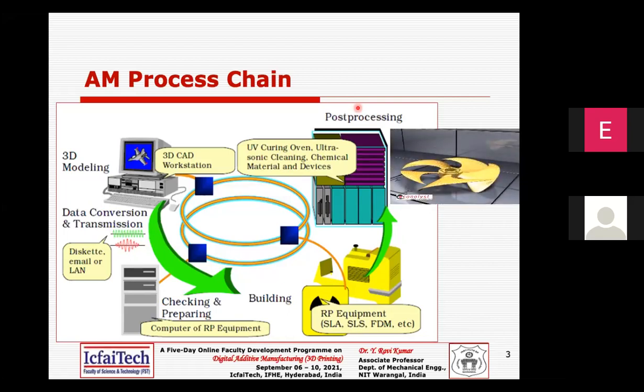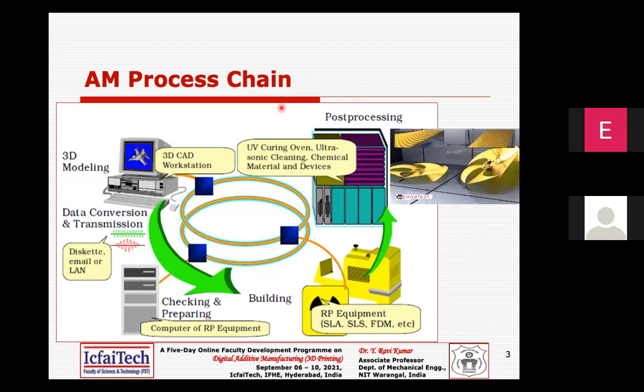If it demands 100% density, for example, then you may go with some sort of hipping process. Or if you're not satisfied with the quality of the parts as built, you may go further with post-processing. So these are the typical steps involved in any AM process chain. So let us focus on the design aspects.